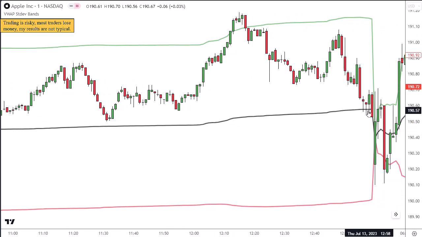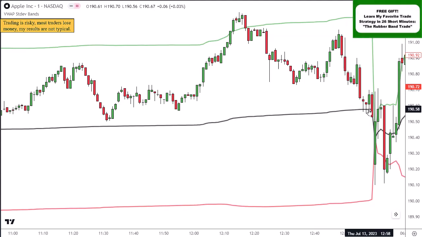And look at that. At the end of the day, where do we end up? Price ends up right at the VWAP. Doesn't always do that, by the way. Not going to try to tell you that it does, because it doesn't. But again, that is not too surprising.